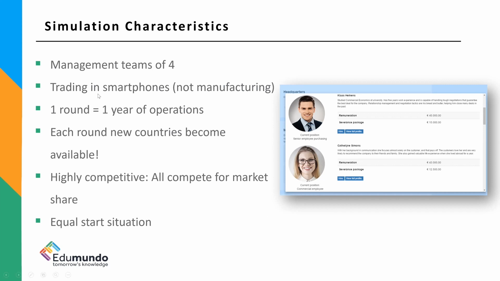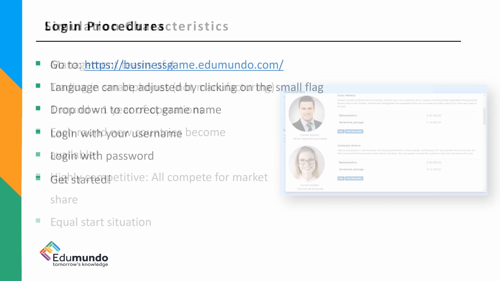Quickly summarizing, you're managing your smartphone brand for a couple of years, 2 practice years. You are not manufacturing smartphones, but you do have some research and development decisions. So just like Apple, you do have the R&D in your control, but you don't take care of the manufacturing yourself. You start off simple with a couple of countries available. Later on, more and more countries will become available for you to sell your phones in.